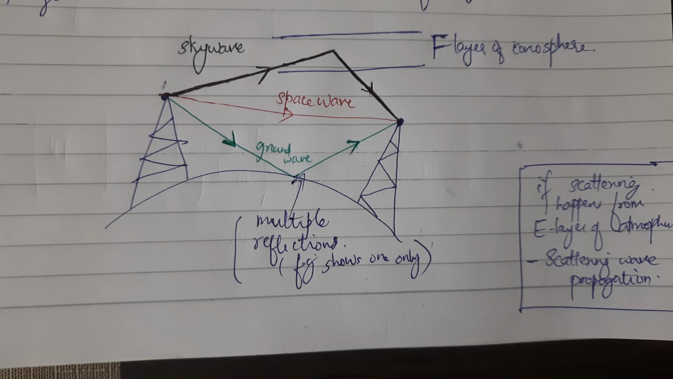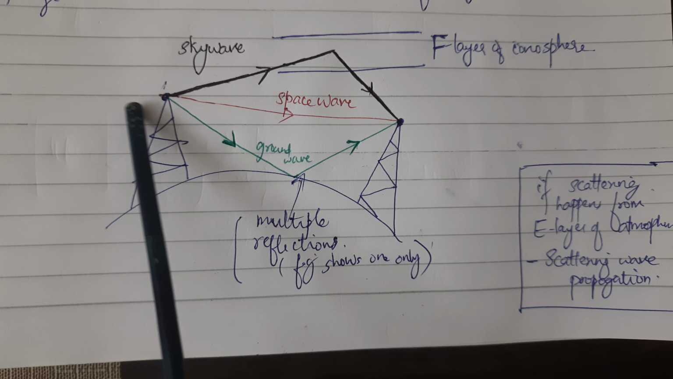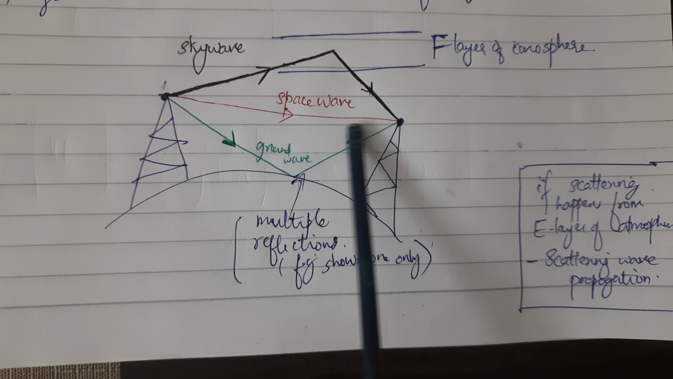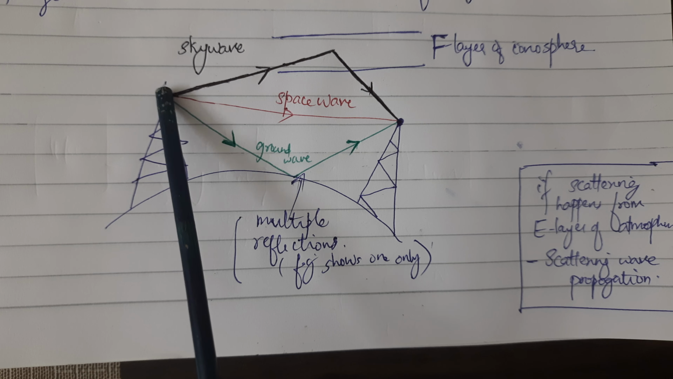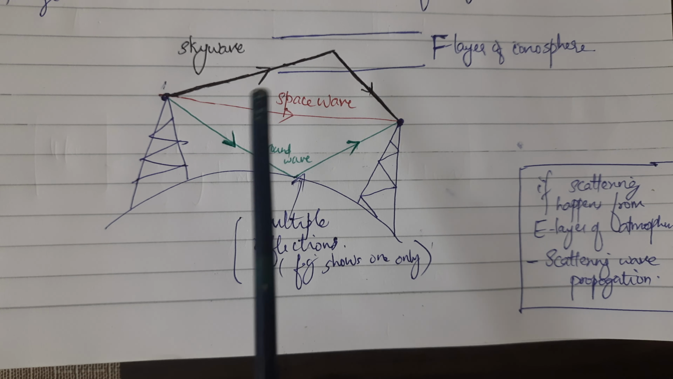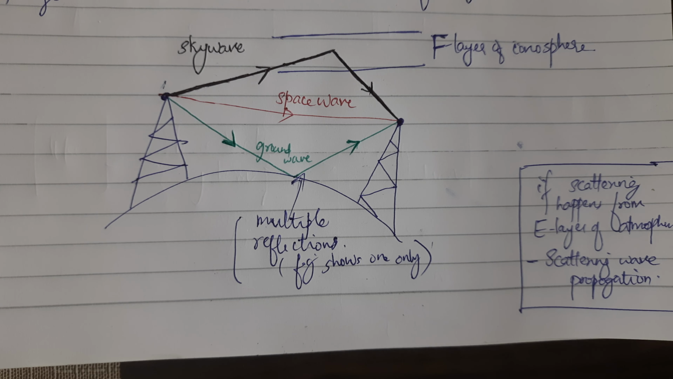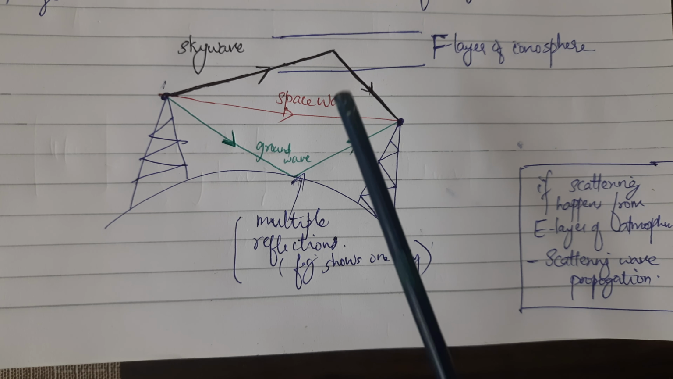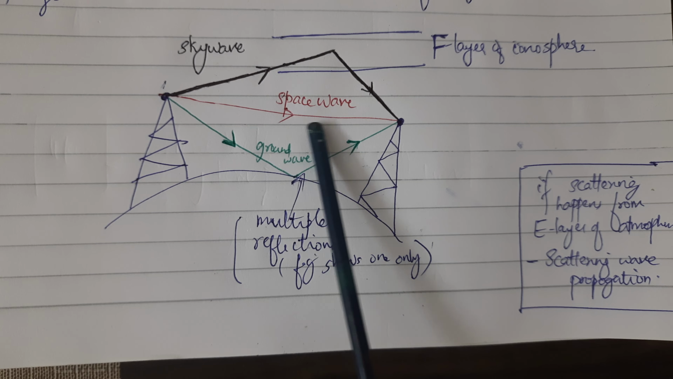And then the second is the space wave. We can see this is the source and this is the destination. This is the shortest path of communication. You can see this is direct line of sight communication, happening directly in a straight line, and it is therefore called line of sight propagation of signal, that is the space wave.